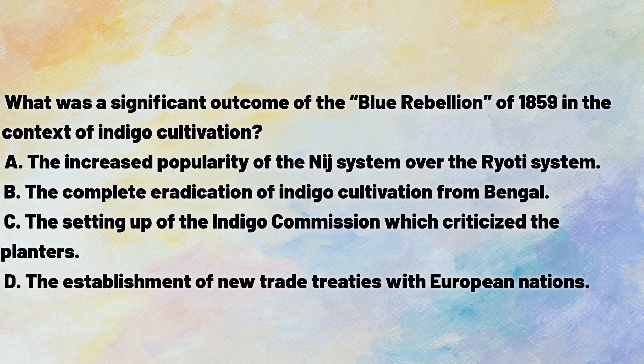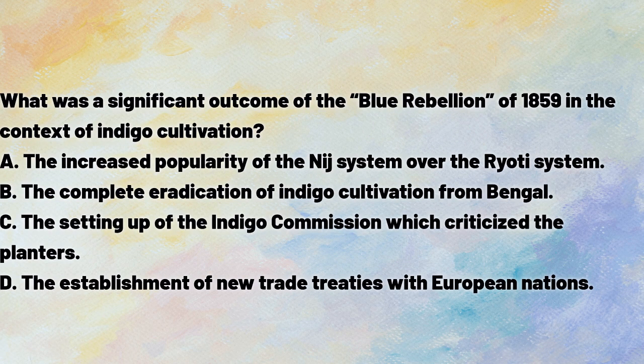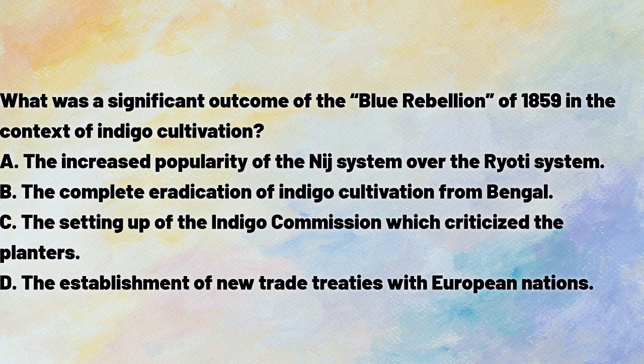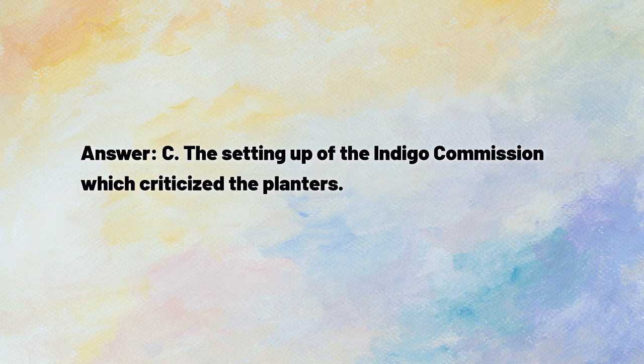What was a significant outcome of the Blue Rebellion of 1859 in the context of indigo cultivation? A. The increased popularity of the Nij system over the Ryoti system. B. The complete eradication of indigo cultivation from Bengal. C. The setting up of the Indigo Commission which criticized the planters. D. The establishment of new trade treaties with European nations. Answer: C. The setting up of the Indigo Commission which criticized the planters.